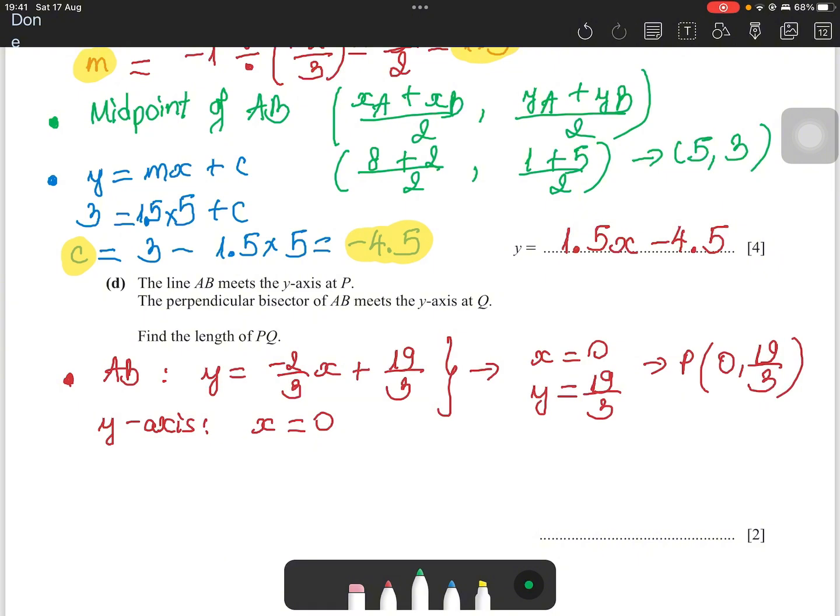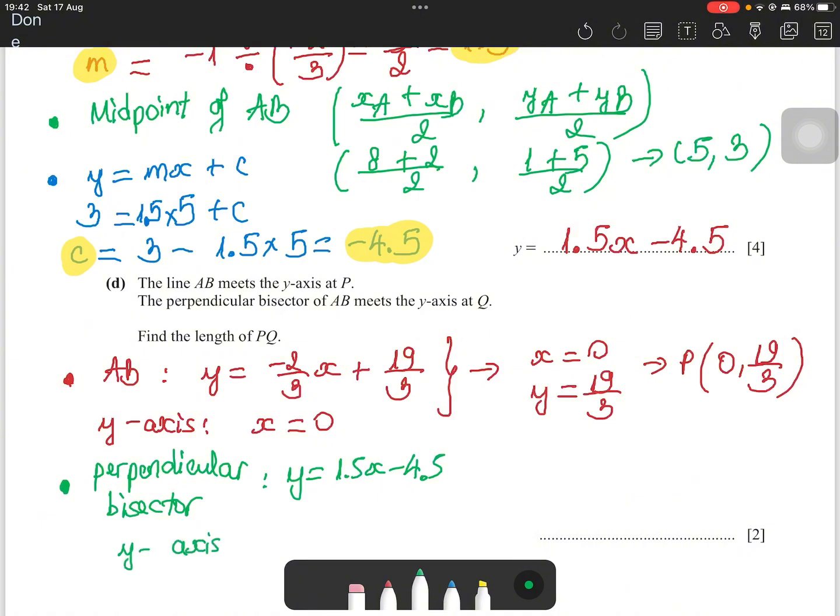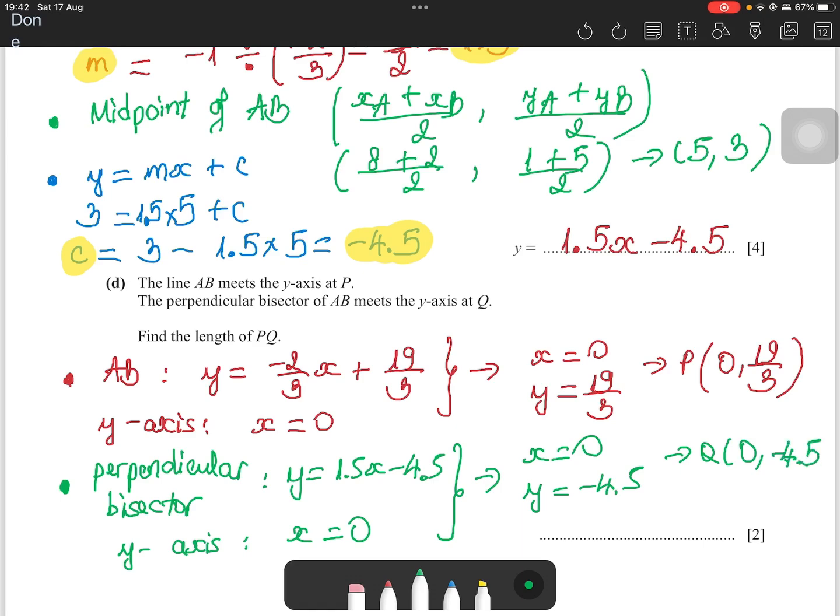And then the perpendicular bisector of AB is y equals 1.5x minus 4.5. And similarly, the y-axis is still x equals 0. So we substitute x equals 0 into this, then x is 0 and y is negative 4.5. So the point Q is (0, negative 4.5).